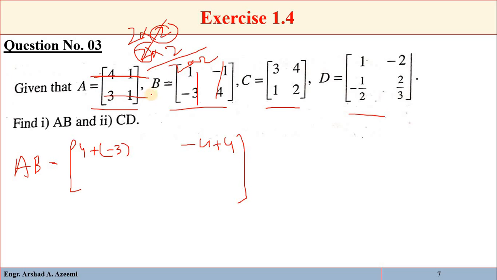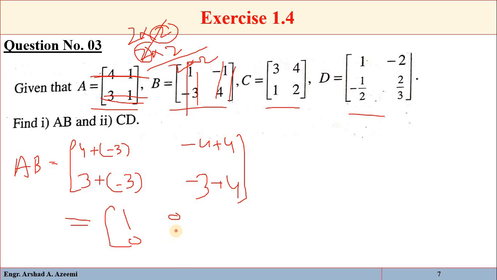Now multiply this row with this column. So 3 multiplied by 1, that is 3, plus 1 multiplied by minus 3, so that is minus 3. Multiply this row with this column. So 3 multiplied by minus 1, that will be minus 3, plus 1 multiplied by 4, that will be 4. Just simplify it. So you will get 1, 0, 0 and 1.